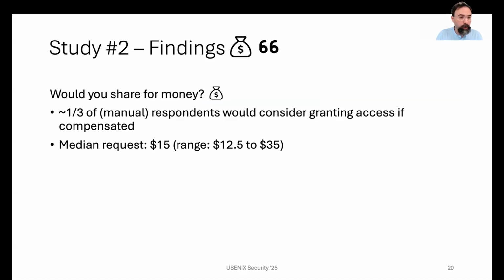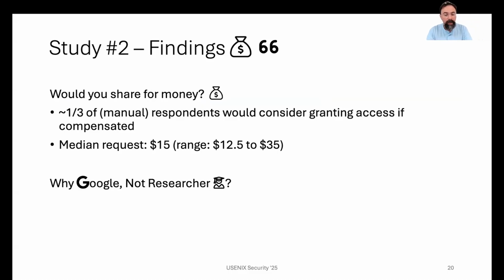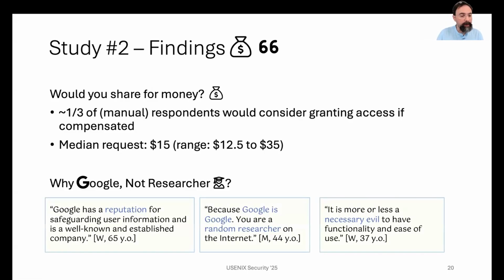And for those who refuse to share under any condition, we looked into what makes them trust Google, but not researchers. For this, many cited Google's reputation for privacy and accountability. Like one said, Google has a reputation for safeguarding user information and is a well-known and established company. Others voiced distrust toward researchers. For example, one said, because Google is Google, you are a random researcher on the internet. And finally, several saw Google's data access as a necessary evil. For example, one said, it's more or less a necessary evil to have functionality and ease of use.